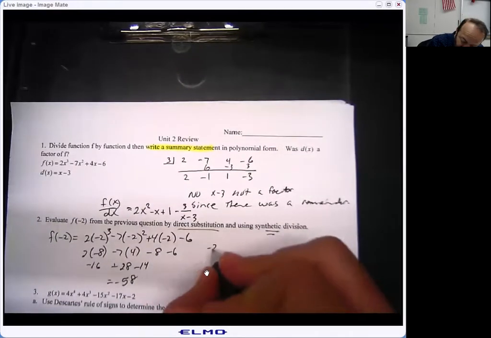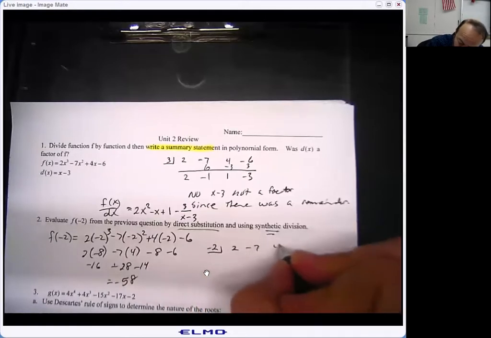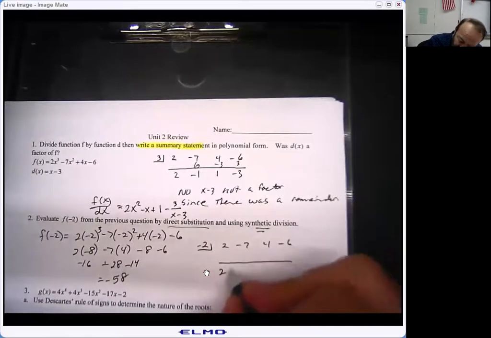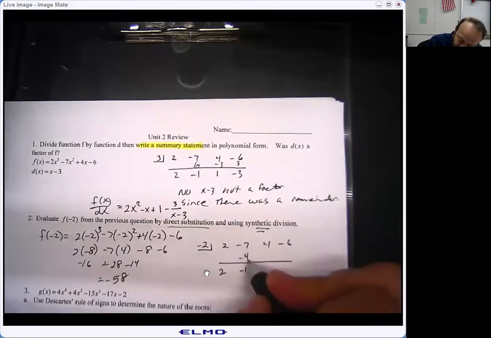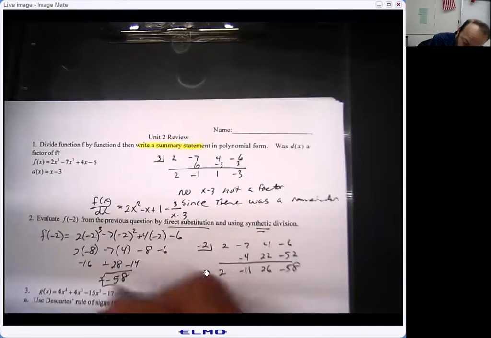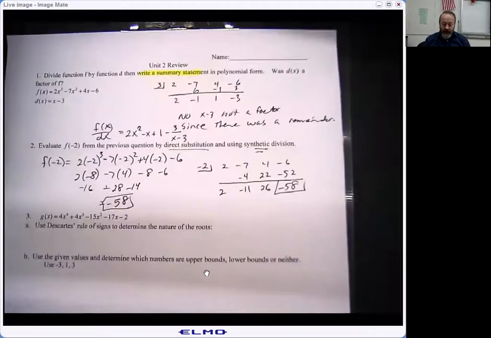So we'll take a quick look at the synthetic division and see what happens when we divide that. Hopefully that's going to pop out pretty quickly. Drop the 2 and multiply, add down. That's going to give me 26. That's negative 52 and therefore negative 58. We can see that we get the same answer in both cases, which kind of confirms that we did okay.